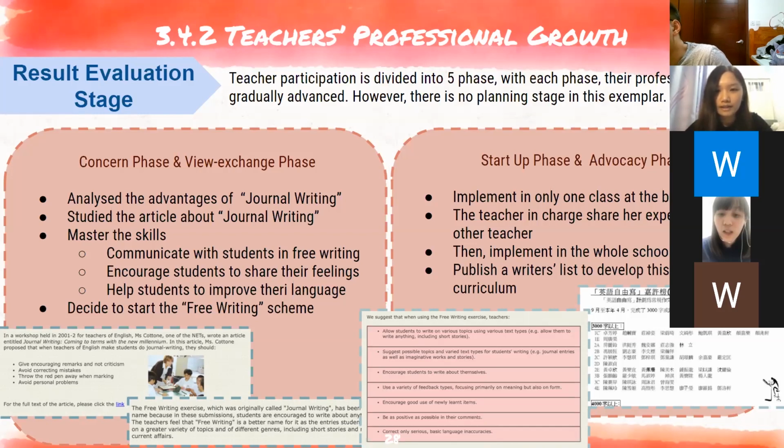The fourth phase and the fifth phase are the startup phase and advocacy phase. The school implements the free writing scheme in only one class in the startup phase. The teacher in charge shares her experience with other teachers, so all the teachers can gain something from it. Then the scheme has been implemented in the whole school. The school even published a writers list to develop this strategy for the curriculum.